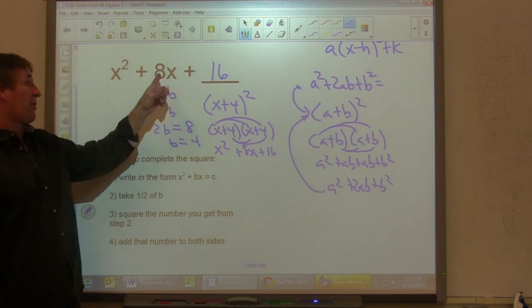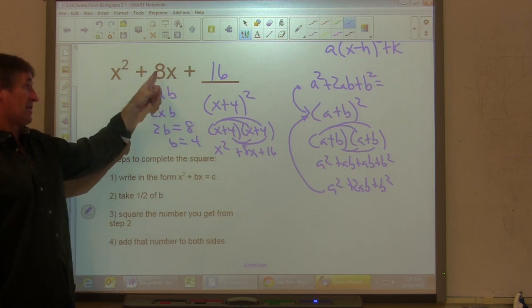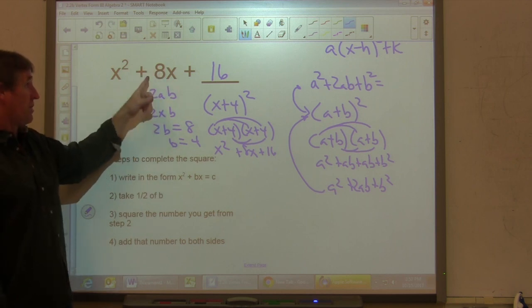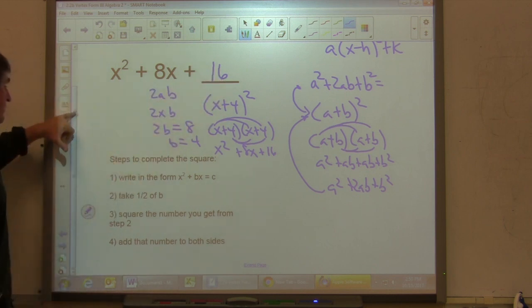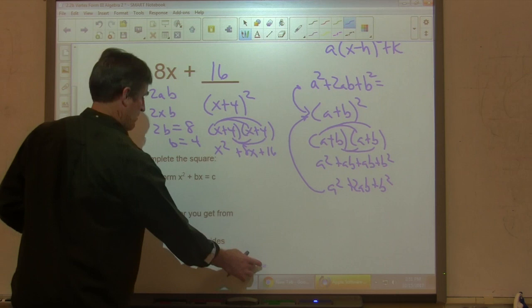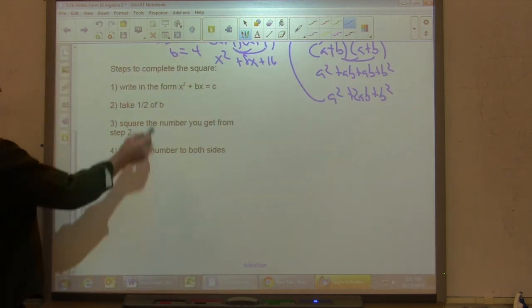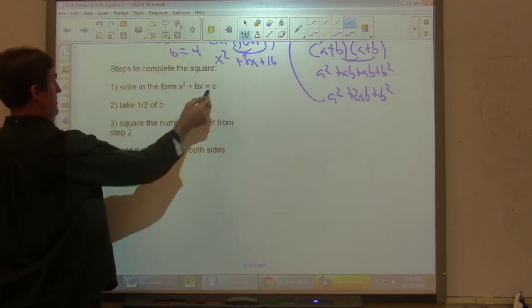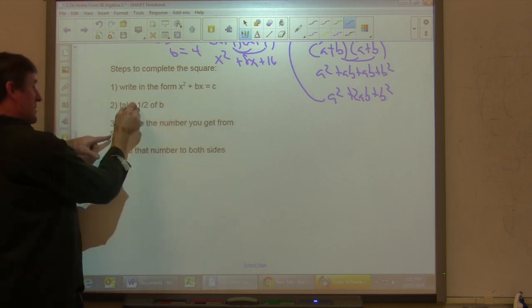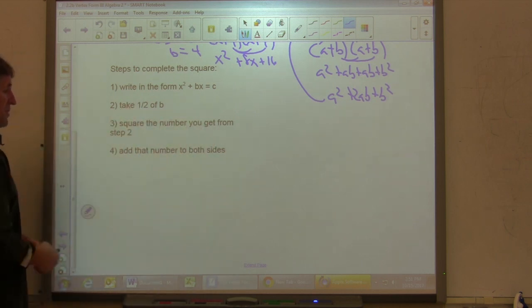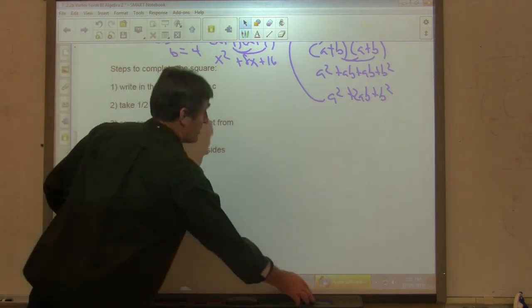So if I have this part, I just have to take half of this. Half of 8 is 4. 4 squared is 16. And we just add that. And so you can see, we just have to write it in this form. Then take half of b, square that number you get from this step, and add that number to both sides. So let's look at some examples.